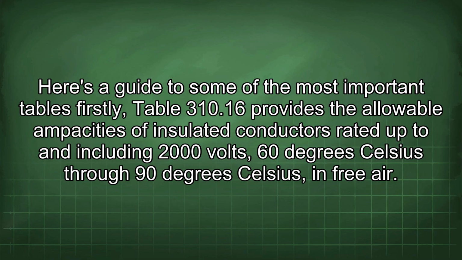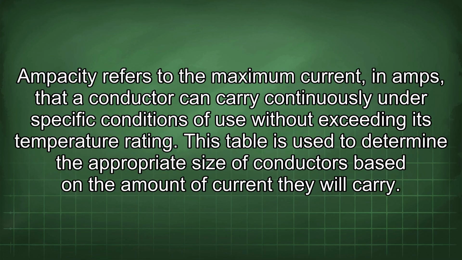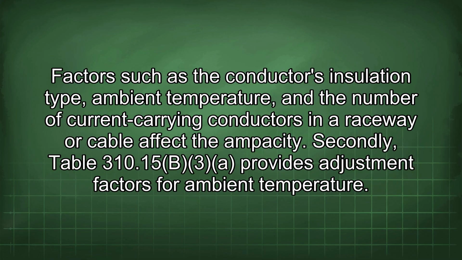Firstly, Table 310.16 provides the allowable ampacities of insulated conductors rated up to and including 2000 volts, 60 degrees Celsius through 90 degrees Celsius, in free air. Ampacity refers to the maximum current, in amps, that a conductor can carry continuously under specific conditions of use without exceeding its temperature rating. This table is used to determine the appropriate size of conductors based on the amount of current they will carry. Factors such as the conductor's insulation type, ambient temperature, and the number of current-carrying conductors in a raceway or cable affect the ampacity.